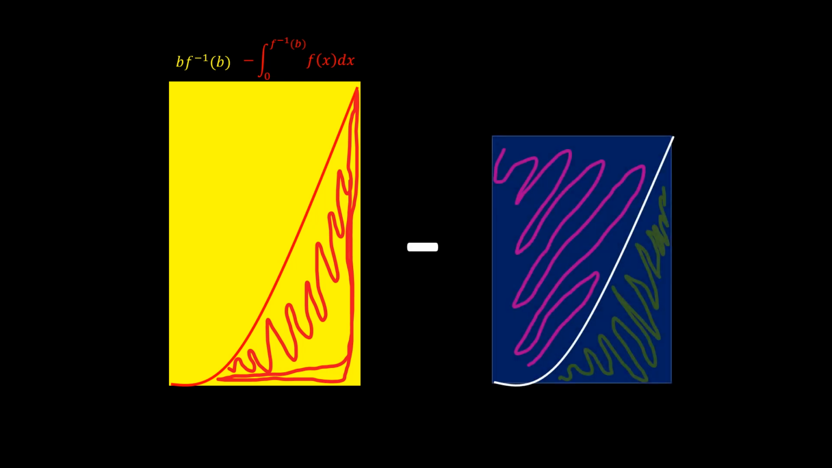And then we subtract from it the area of the purple part, which is itself just the area of the blue rectangle, a times f inverse of a, just like we had with b times f inverse of b, minus the green area under the curve, which is the integral from 0 to f inverse of a of f of x dx.